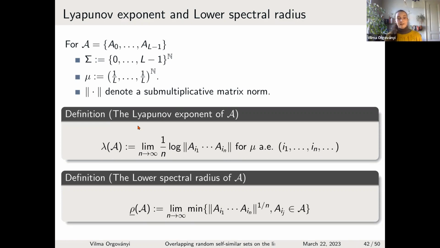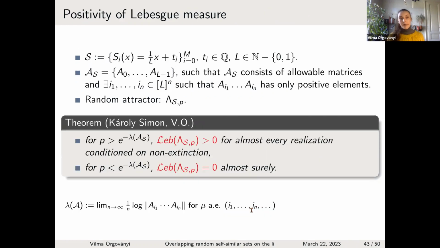And similarly, we can define the lower spectral radius, which will be the limit as n goes to infinity of the minimum of the norm of an n-long product from our set of matrices to the power 1/n. And if we consider the positivity of the Lebesgue measure, then the Lyapunov exponent will be the important thing to consider. I wrote it here if you forget it.